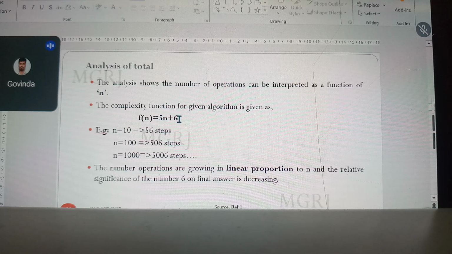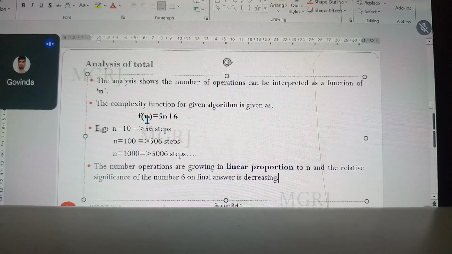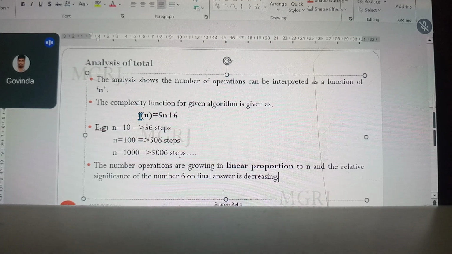the significance of 6 in this expression reduces. Yes or no? As n increases, the significance of 6 in this expression reduces, so it's possible to drop the 6. We can only say the function f of n is proportional to n, and this is a linear proportion. We can notice that because f of n, the number of operations this function takes, is a linear proportion of n. n is the number of elements of the array that we are passing to this function.